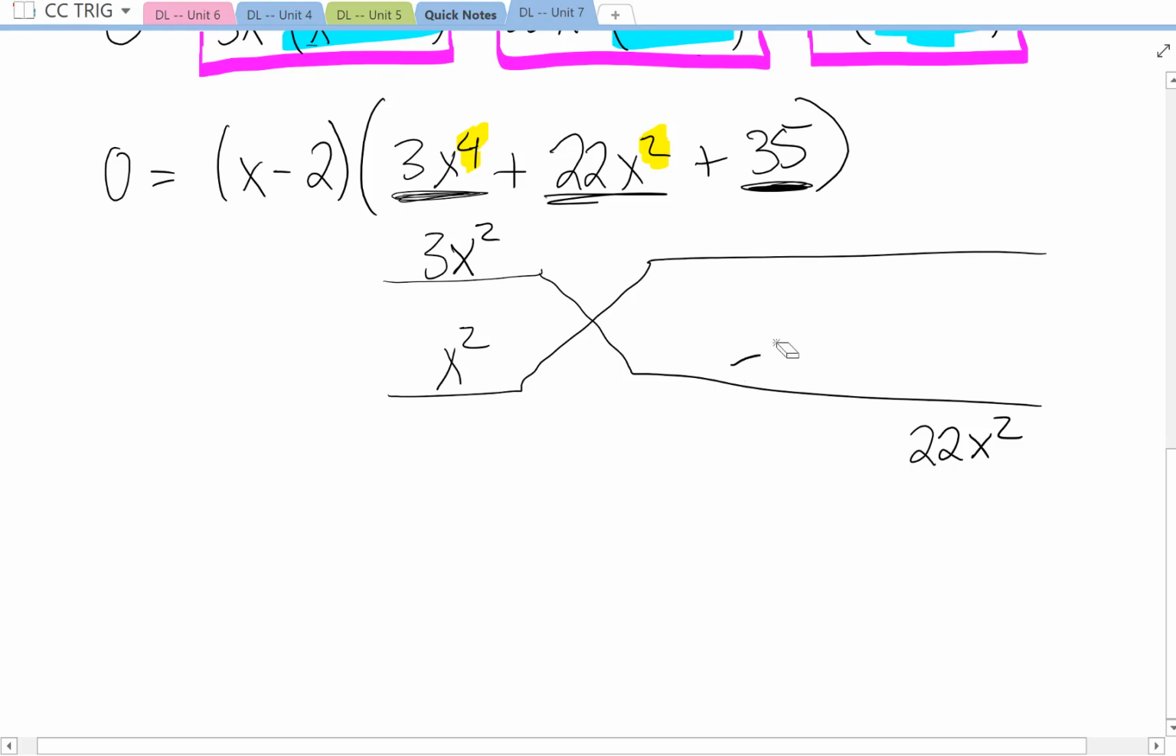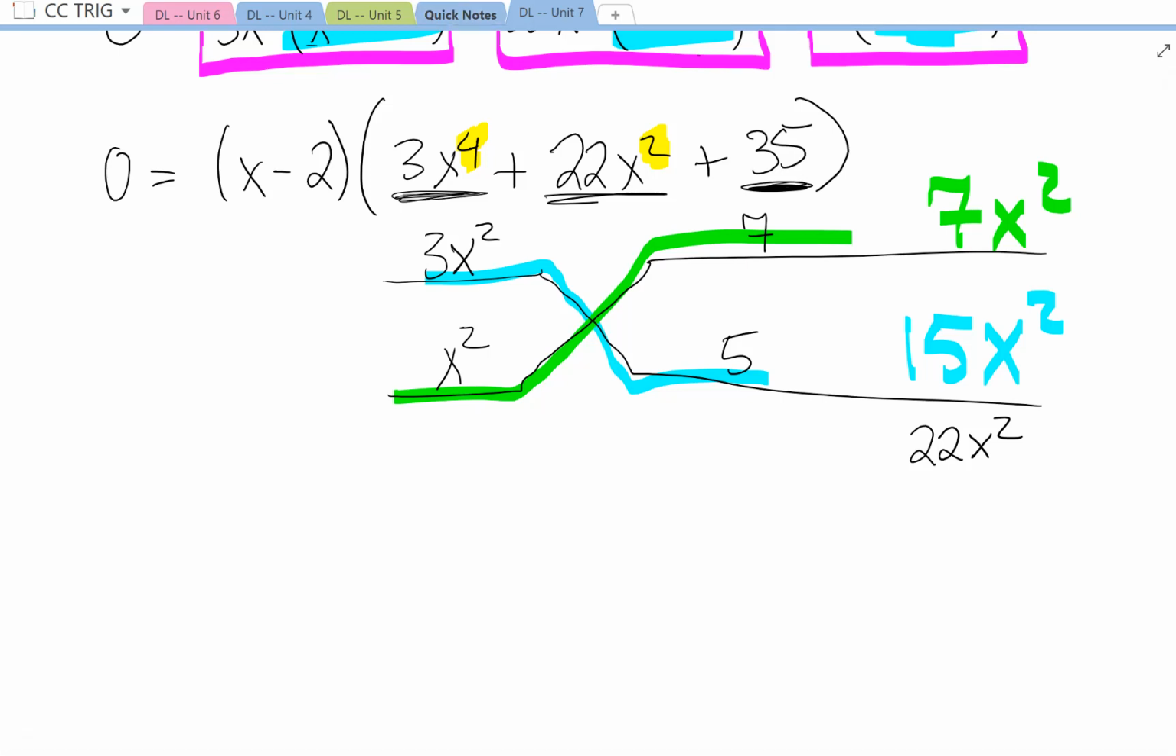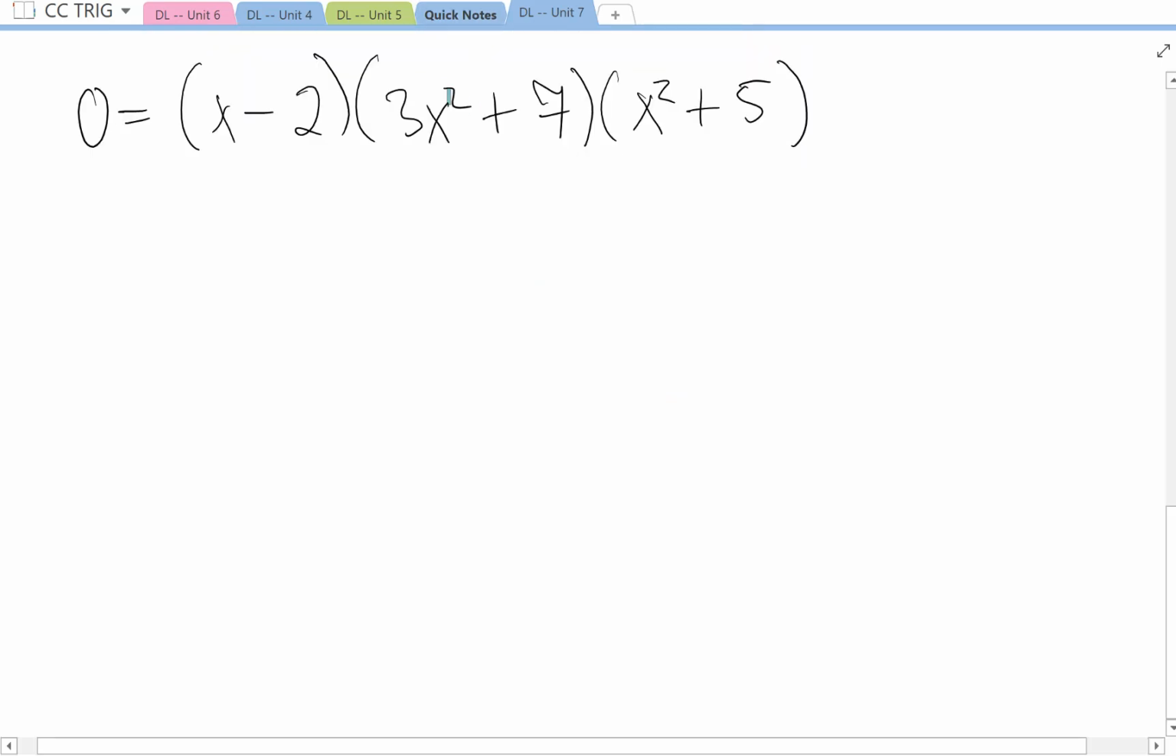So then I tried 7 and 5, 3, and then we multiply across the diagonals, right? So 3x squared times 5 is 15x squared. And x squared times 7 is 7x squared, and that does actually add up to be a positive 22x squared when both of these are positive. We have factored it further. Okay, top row times bottom row, 3x squared plus 7 times x squared plus 5. Now these little squares, they cannot be factored further. There's not a GCF, and it's not a difference of perfect squares.